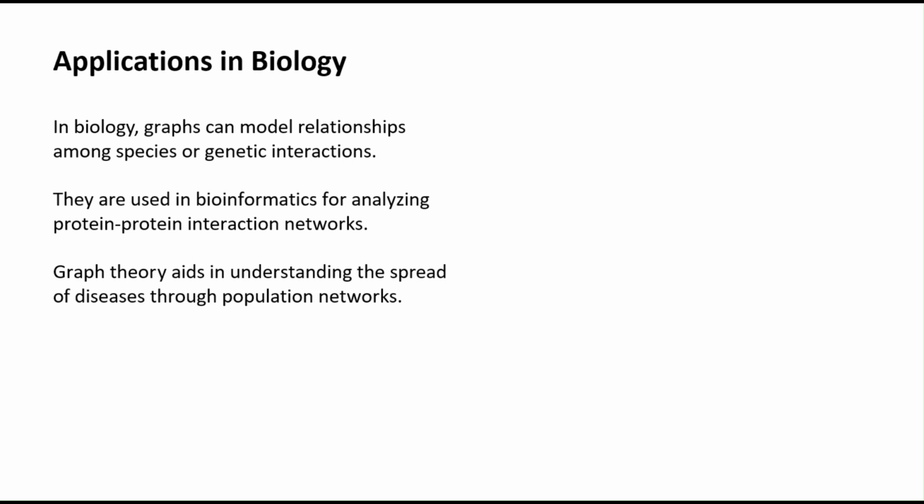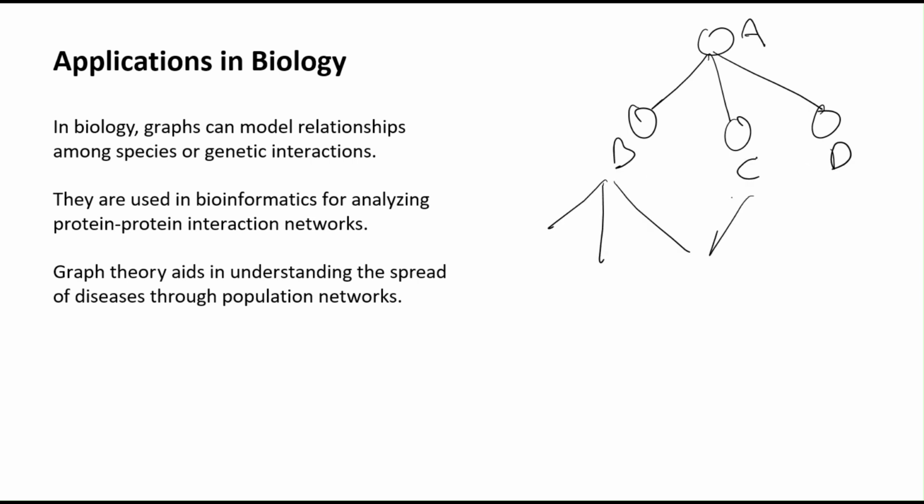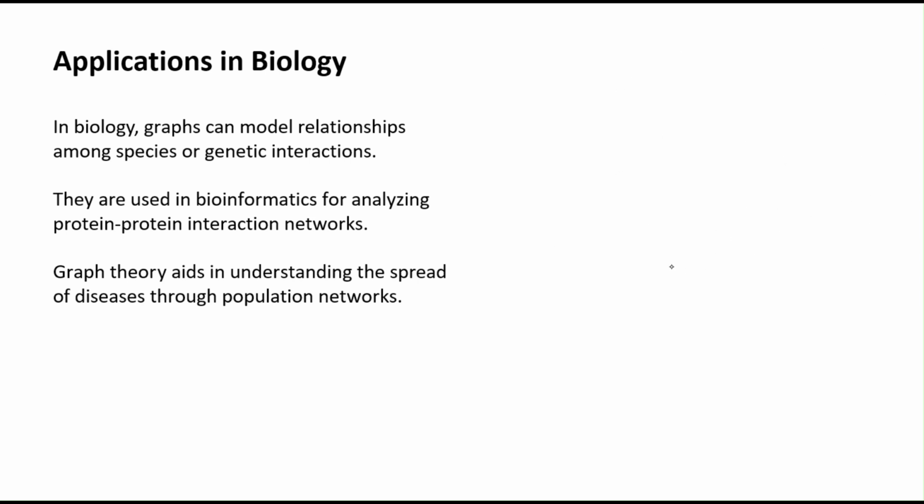Applications in biology. In biology, graphs can model relationships among species or genetic interactions. Like there is an ancestor, and from this ancestor, there are different kinds of species A, B, C, and D, and from B, three different species originated. This is the representation in biology. This is the genetic representation, the genes. This is a form of graph, a tree graph.